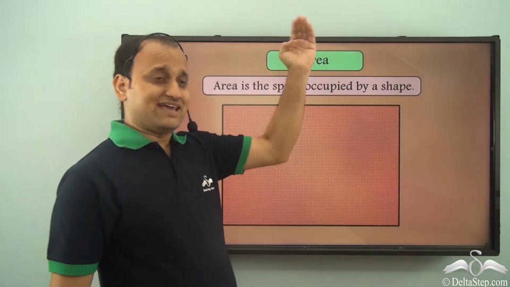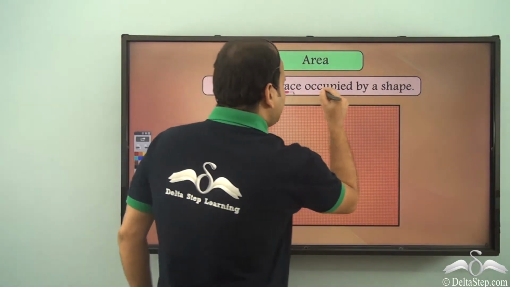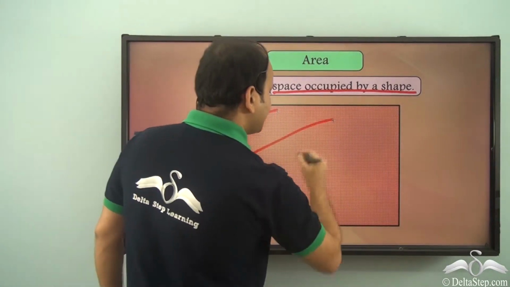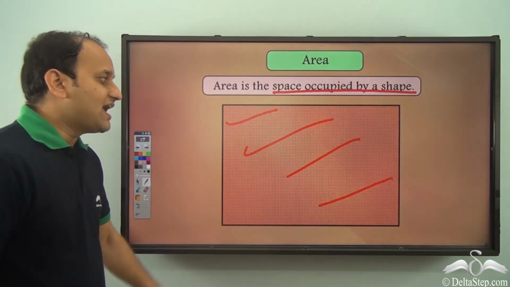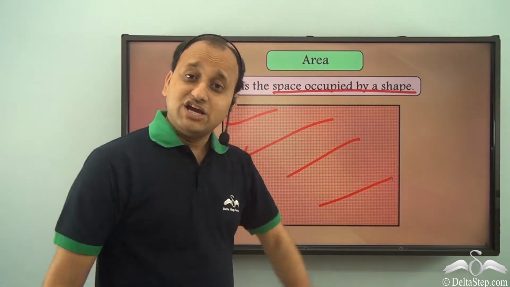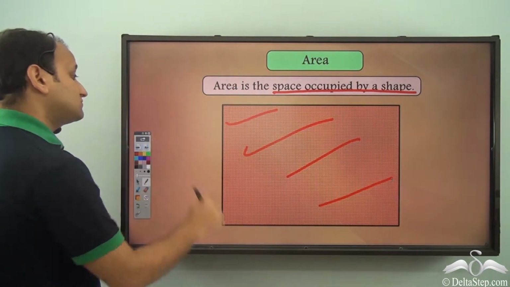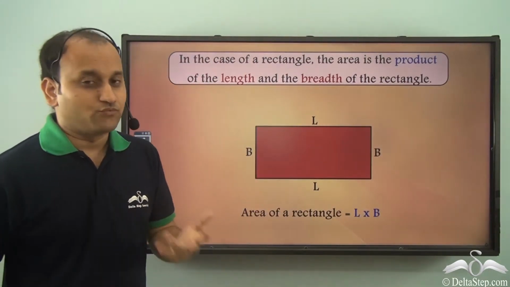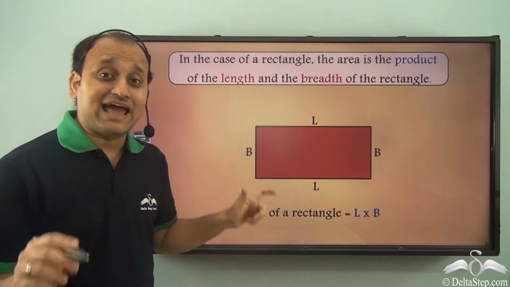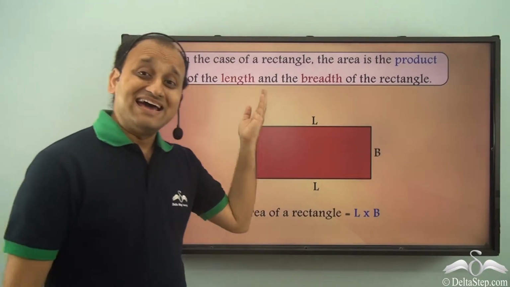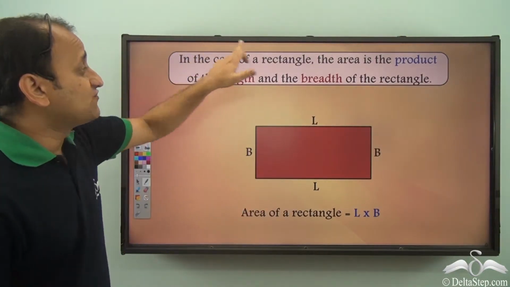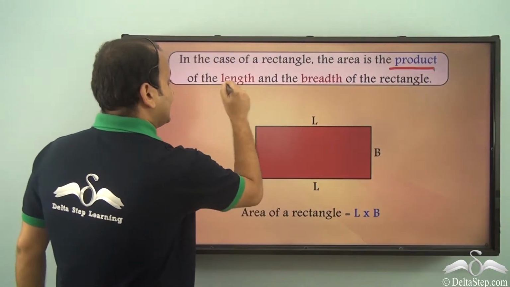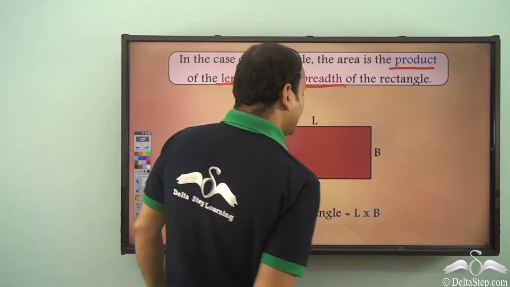So what exactly is area? Area is the space occupied by a shape. So in this case, this entire shaded region is basically area of this particular shape. Now what do we have in the case of Sam and Ravi? Well, we have a rectangular shape, isn't it? So we are talking about a rectangle, and in the case of a rectangle, the area is the product of the length and the breadth of the rectangle.